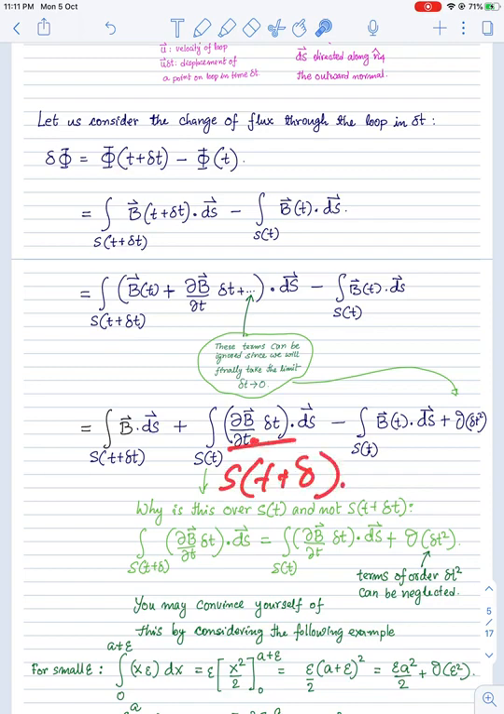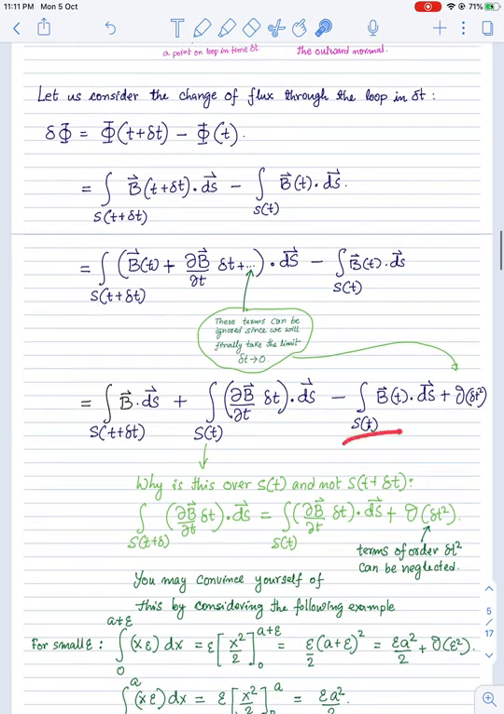So basically, for this second term, where this should have been perhaps S at t plus delta t, as far as this integral is concerned, because the integrand is of order delta t, we can just ignore this part in this S of delta t. Okay, so that is this thing.